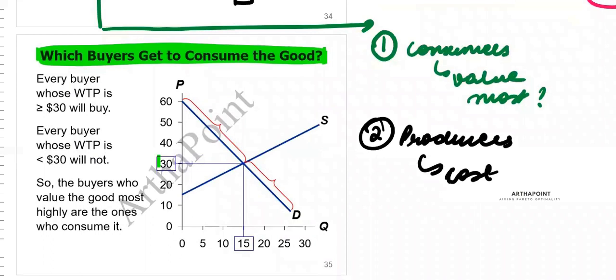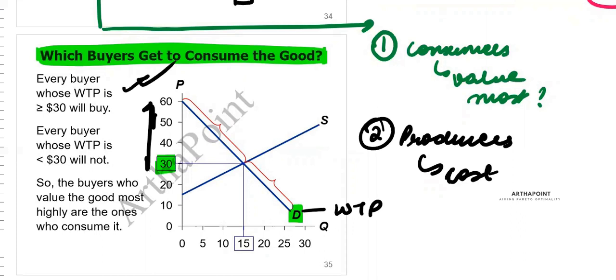Now please see, if the price is 30 and the demand curve represents the willingness to pay, then every buyer whose willingness to pay is above 30 is going to buy the product, because this is your willingness to pay, you're only paying less. Your willingness to pay is more, you're paying less. So every buyer whose willingness to pay is greater than or equal to 30 will definitely buy the product.